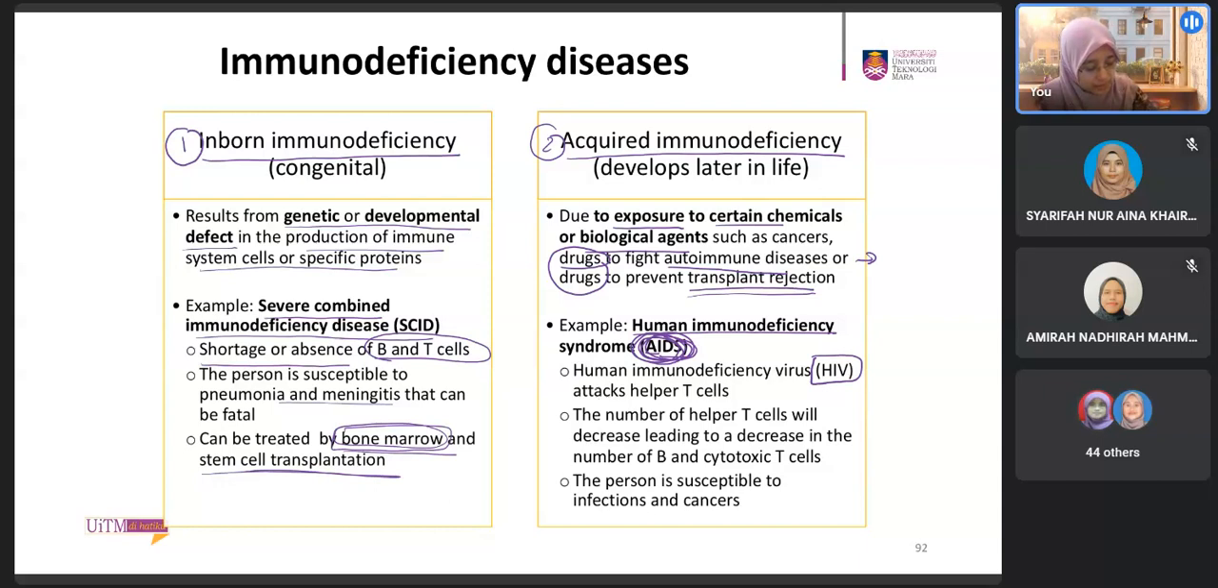Okay, so the human immunodeficiency virus, HIV, attacks helper T cells. We learned earlier that helper T cells are really crucial because they produce cytokines that activate the other cells. When HIV attacks helper T cells, they cannot activate B cells and also T cells. When B cells are not activated, your body cannot produce antibody. So the number of helper T cells will decrease, leading to a decrease in the number of B and cytotoxic T cells. Therefore, when your body lacks activated B cells and T cells, it cannot be protected against infection by pathogens surrounding you. We live in surroundings exposed to many different types of pathogens. So the person is susceptible to infection and also cancers.